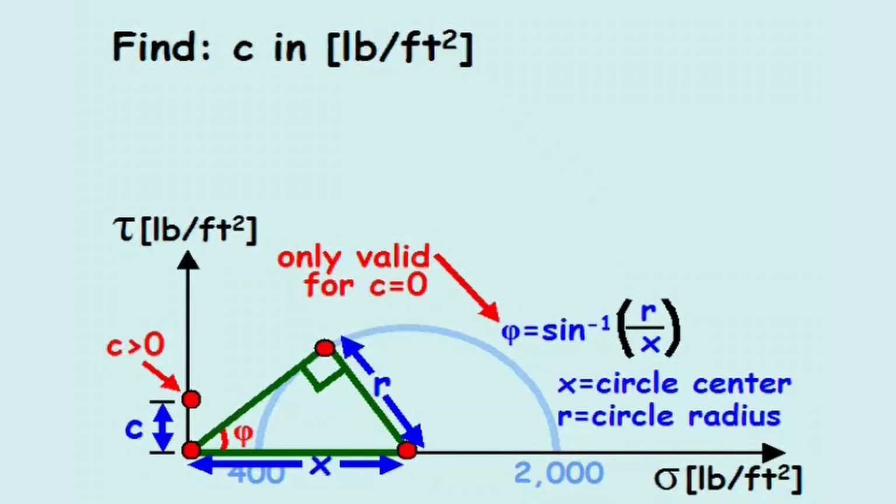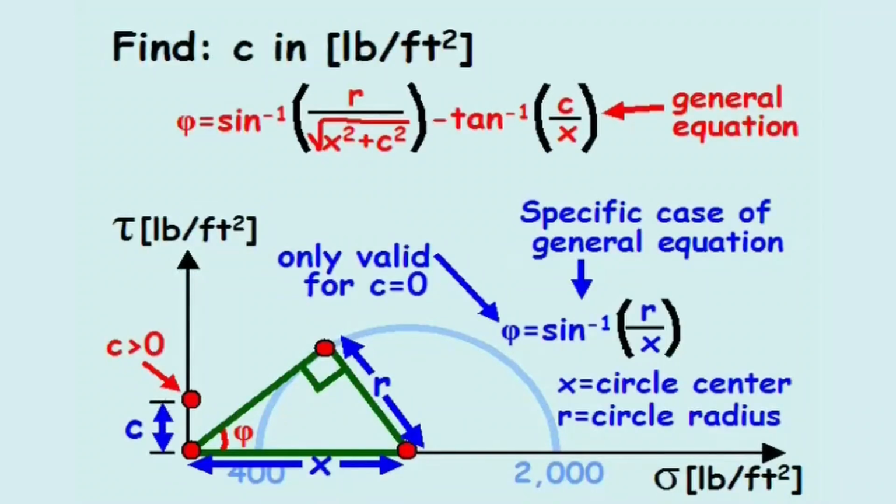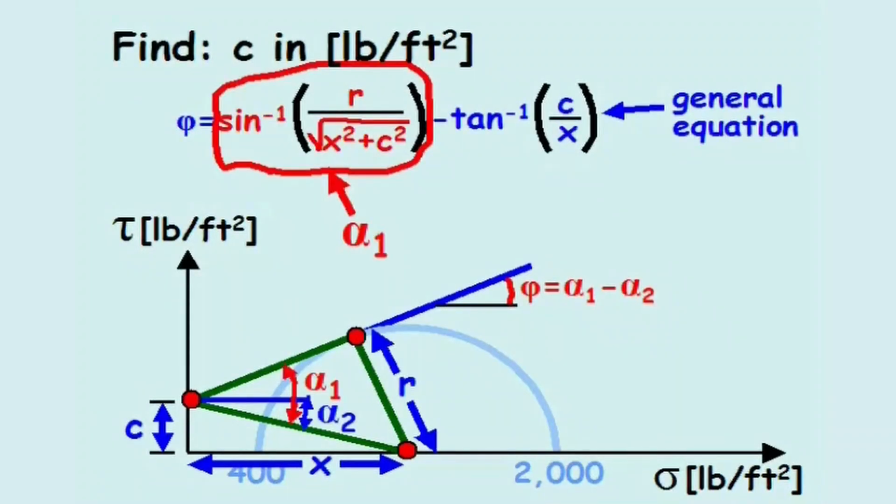Considering the latter equation, we note that this equation is a specific case of a larger, more general equation, shown here. If we shift our triangle such that the cohesion is greater than 0, we can calculate the friction angle as the difference between two other angles, alpha 1 and alpha 2.